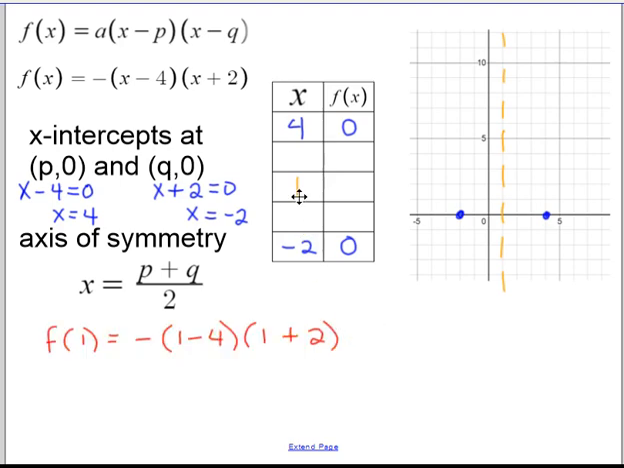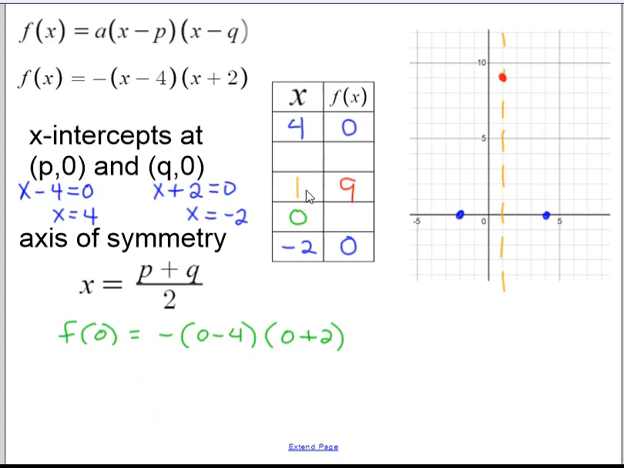I'm going to take that value of 1 and find f of 1 by replacing each x with 1. And then when we simplify, we find that f of 1 is 9. So I'm going to plot a point at 1, 9 as the vertex of my parabola. The vertex is on the axis of symmetry. And I'm going to fill in the 9 in my table.